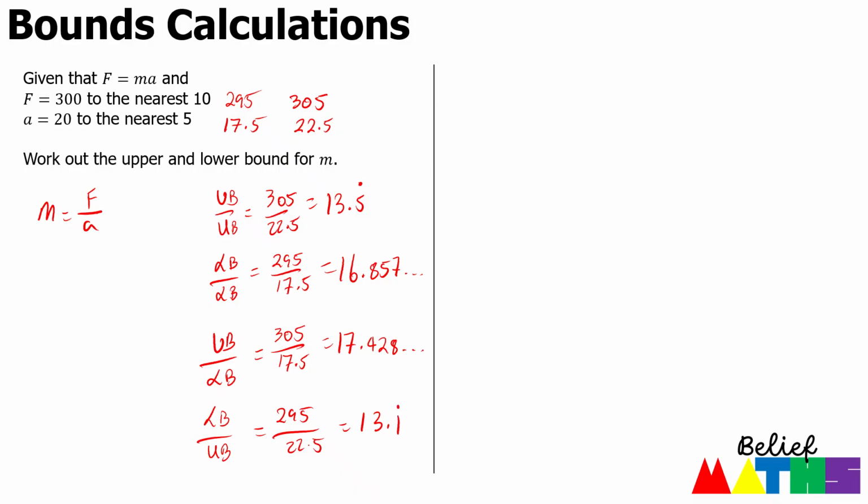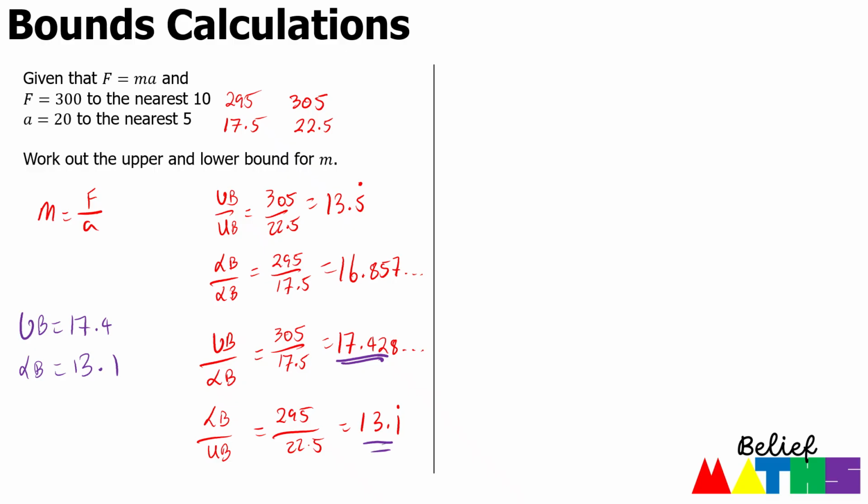And now you can see from this, our upper bound then must be this biggest one here. So our upper bound is 17.428. So let's just round that, 17.4. And our lower bound is the smallest one, which is 13.1. Upper bound 17.4, lower bound 13.1, because they're the biggest and smallest value.